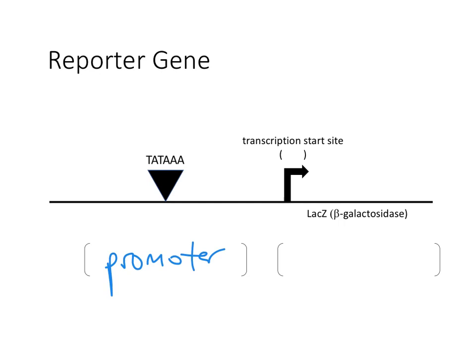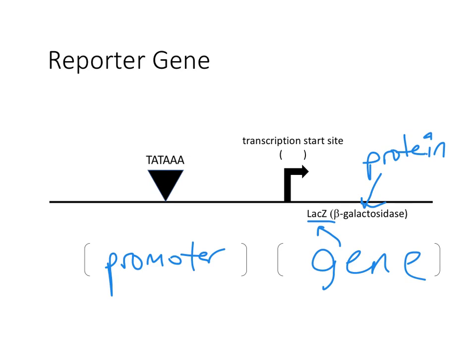Promoter on one side. Gene. This is the gene. LacZ is the name of a gene in yeast. Horrible gene name. I was not involved in the naming of the genes, so I apologize. But that gene encodes the protein beta-galactosidase. So the gene is called LacZ. The protein it produces after transcription and translation is beta-gal, for short, beta-galactosidase. Oh, and the transcription start site, that's the +1 nucleotide. Great.